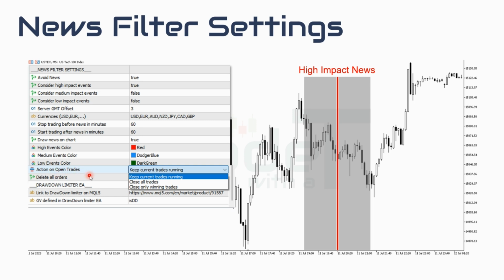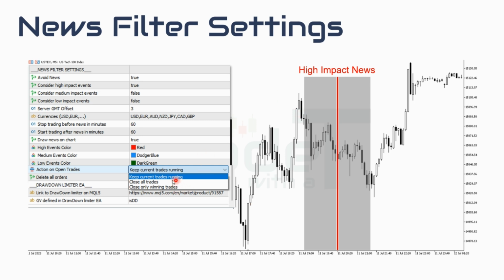So, action on open trades. We can keep the open trades running, so those that already exist, buys and sells, we can keep them running. We can just close them whether they are winning or losing trades, or we can only close winning trades.